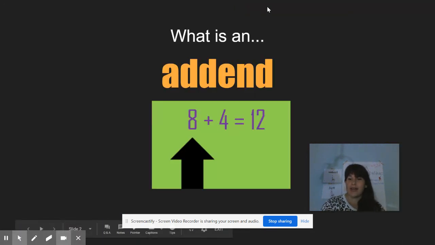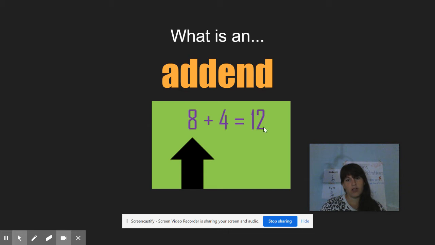So first let's talk about an addend, especially if you missed yesterday. An addend is a number that is being added together. So here we've got an arrow pointing to the number 8. 8 plus 4, these two numbers are being added together, so they are the addends. And actually 4 could have an arrow pointing to it too because it is also an addend. I mean, the word starts with add, so it's numbers that you add together, so it would be an addend.